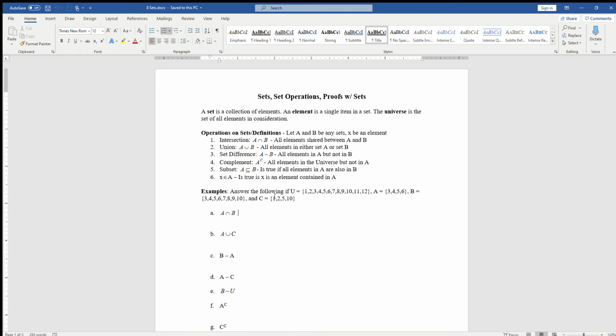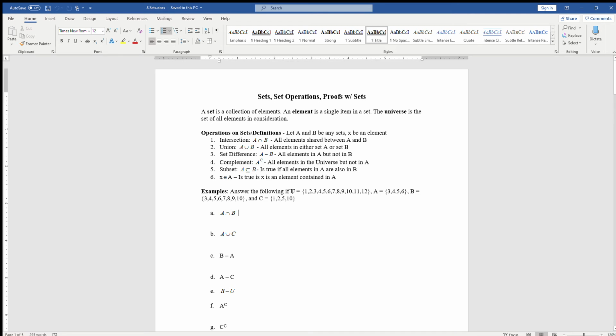So before we can start talking about being able to do any proofs regarding sets and the operations with sets, we have to go through some fundamental definitions. So we're going to talk about some fundamental definitions of sets, elements, universes, intersections, unions, as well as set differences. So the first thing we talk about is the idea of a set.